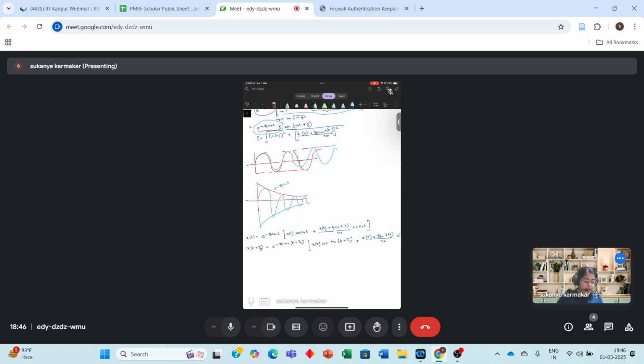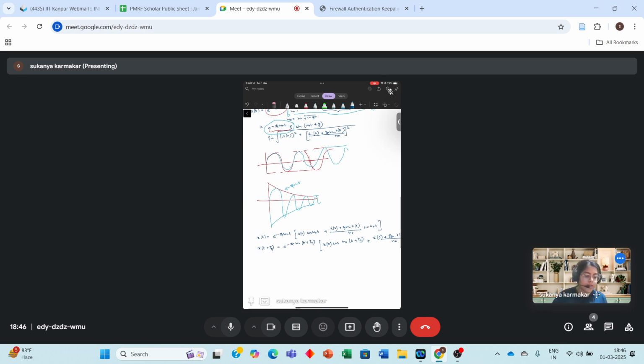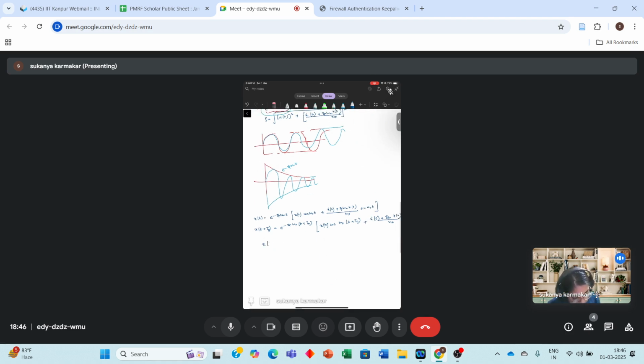Now, what is td? Td is the natural period of the system. So what do we mean by a period? The value of cos of omega d t and cos of omega d t plus td is the same. So if I take the ratio, I'll just be left with this term.